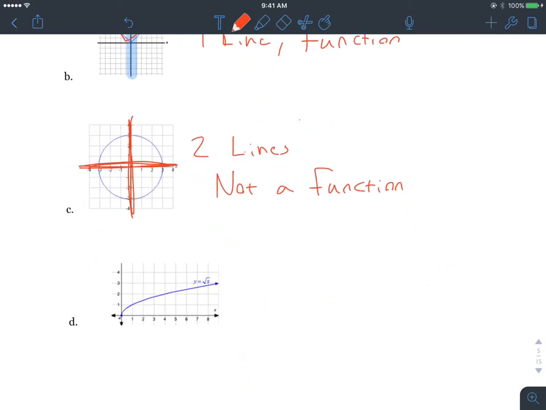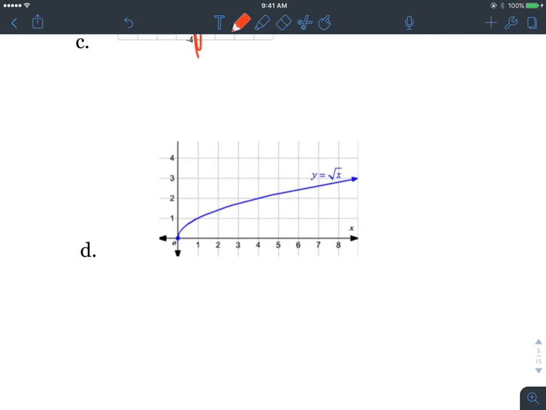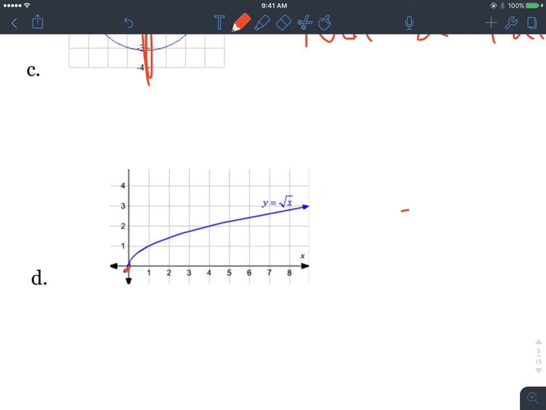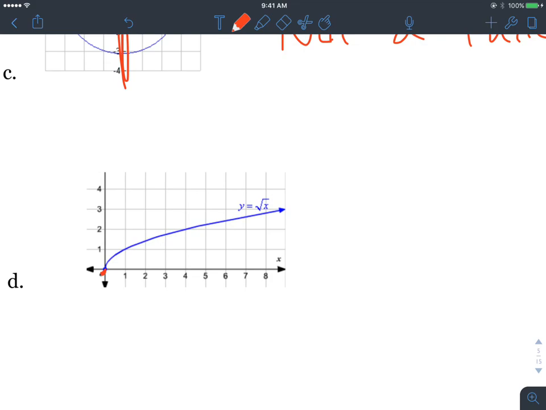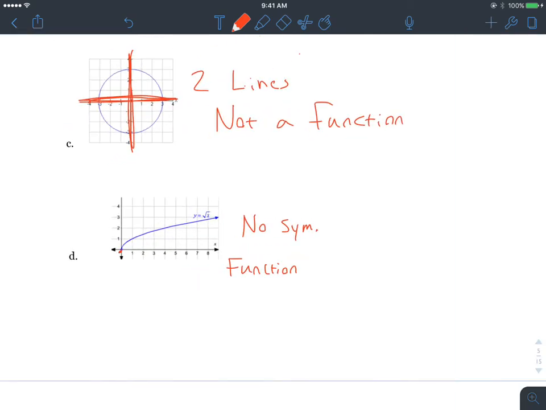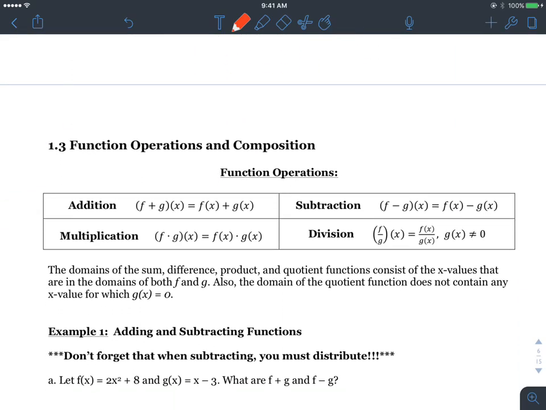I think there's one more here. Okay, yeah, this is kind of a weird graph. I don't know if y'all have seen this. This is a square root graph. It's kind of like a parabola, except it's only half of it and it's on its side. But this one here, there's not really anywhere where you can draw a line where it's the same exact thing on both sides, so this has no symmetry. But it is a function. So we're good there. And that is it here for today.